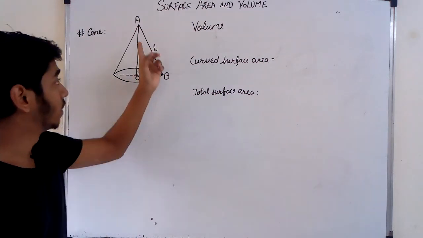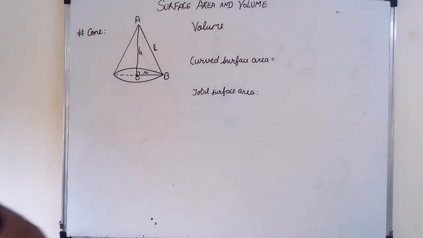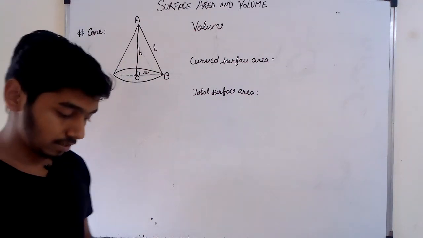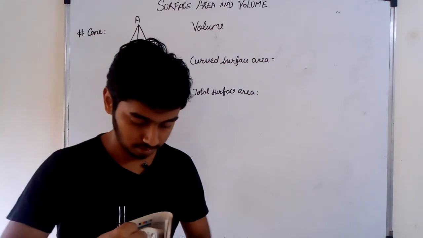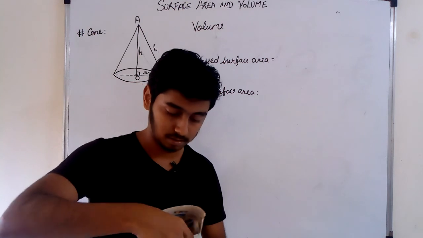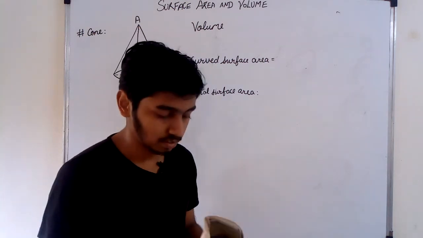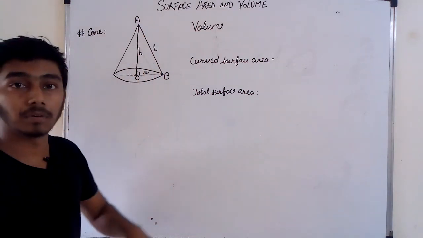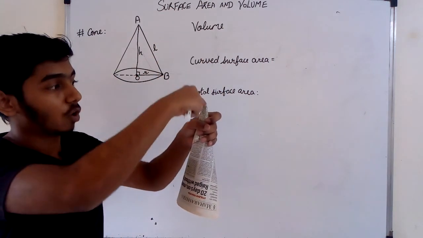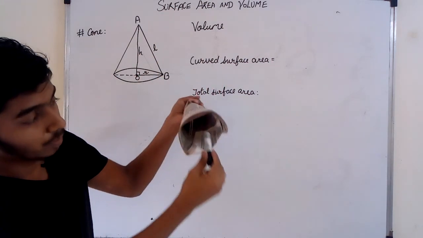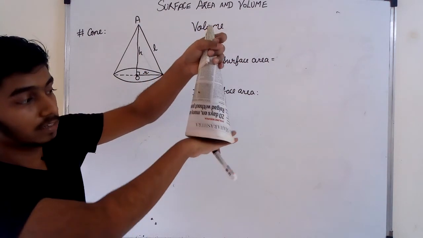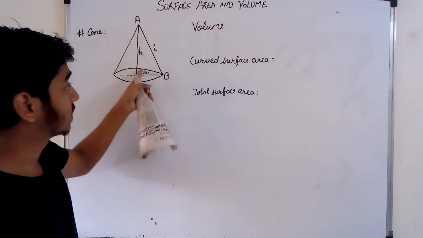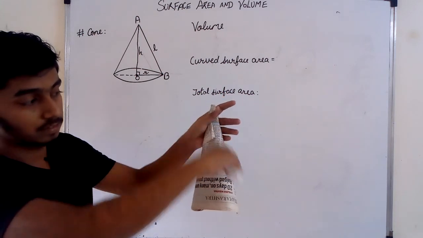So this is a cone, right? The height comes right from the top. From this point at the top, there is a height which goes downwards till the base. So this is the base, the base radius. So that is the height. The slant height is this, the slant height.